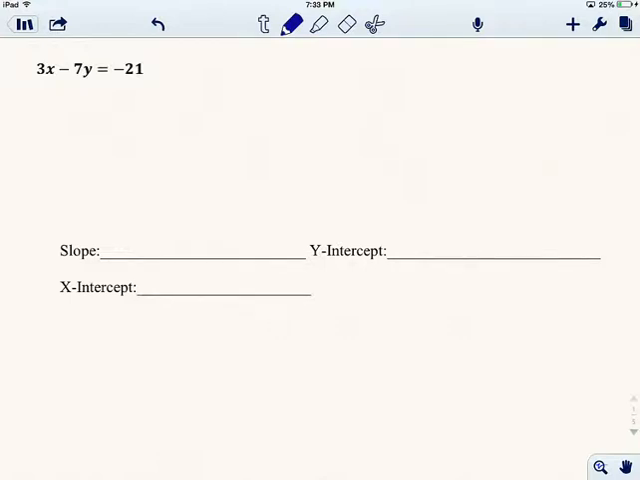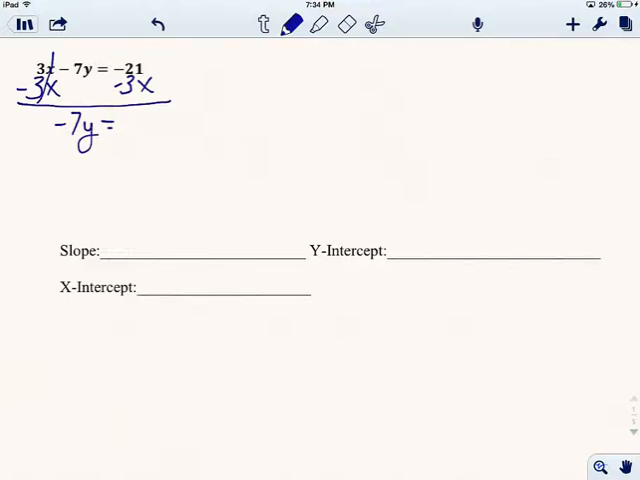So let's get started. First thing we want to do, we're trying to undo anything that's not y on the left side. So I'm going to undo this 3x by subtracting 3x from both sides. So I do minus 3x from both sides. Remember, anything I do on the left, I also have to do on the right. Now, when I subtract, that's going to cancel the 3x on this side, and it's going to leave me with negative 7y. It's going to be equal to negative 21 minus 3x.